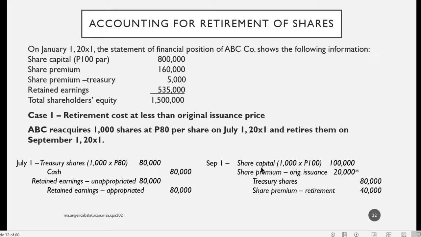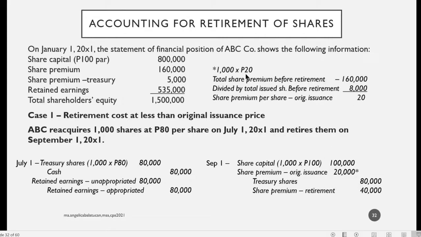On retirement, we debit share capital, so we close the 1,000 shares with 100 par value, that's 100,000. Then we have share premium original issuance. And how do we get this 20,000? So we have the total share premium of 160,000. We divide it by the number of shares. That's 800,000 divided by 100 pesos, so that's 8,000 shares. Therefore, per share naay share premium nga 20.